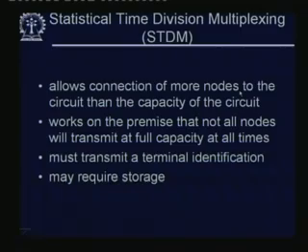So, in between these bursts there is a lot of time. While that burst is there, maybe I am using it at a very high speed, but then other people can share it. So, that is why, in some sense, it allows connection of more nodes to the circuit than the capacity of the circuit. It works on the premise that not all nodes will transmit at full capacity at all times. It must transmit a terminal identification, as I said, the destination identification has to be there, and may require storage, because two different sources may want to send at the same time, and both of them may land up there hoping that the channel will be free.